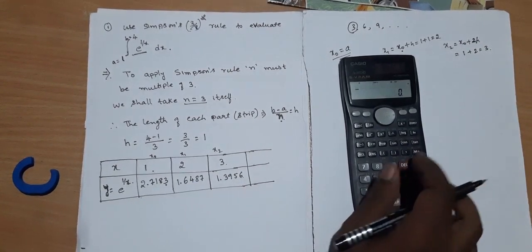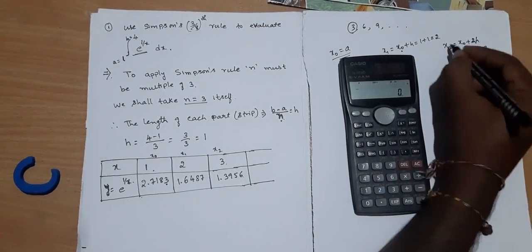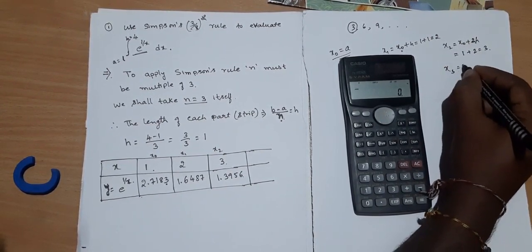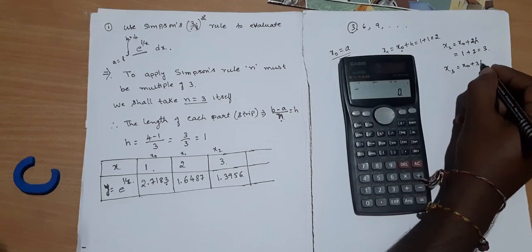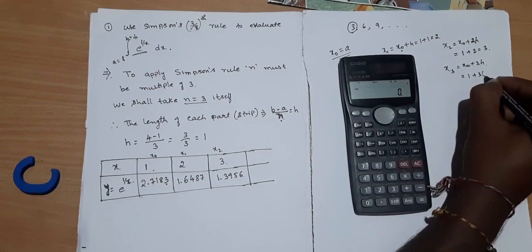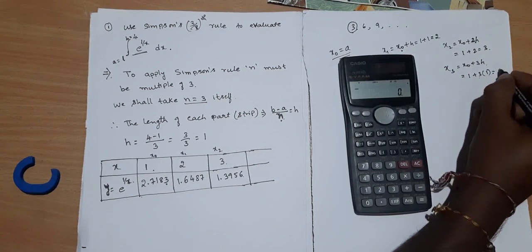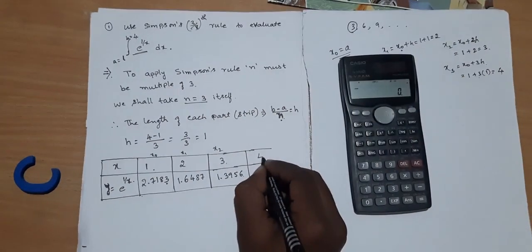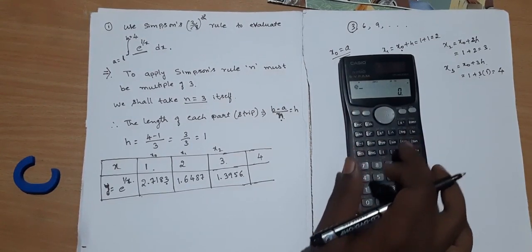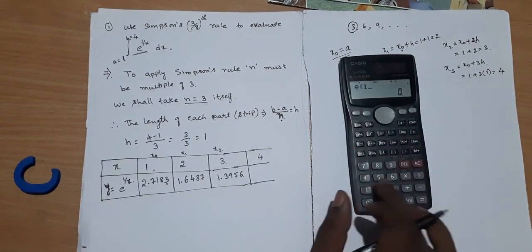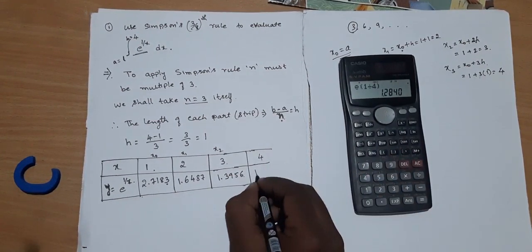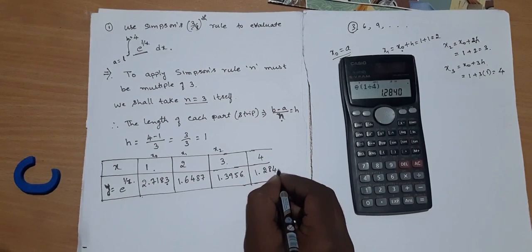And here x3 equals x0 plus 3 times h. x0 value is 1 plus 3 into h value 1, so 3 plus 1 gives 4. So for e to the power of 1 by 4, 1 divided by 4, the value is 1.2840.